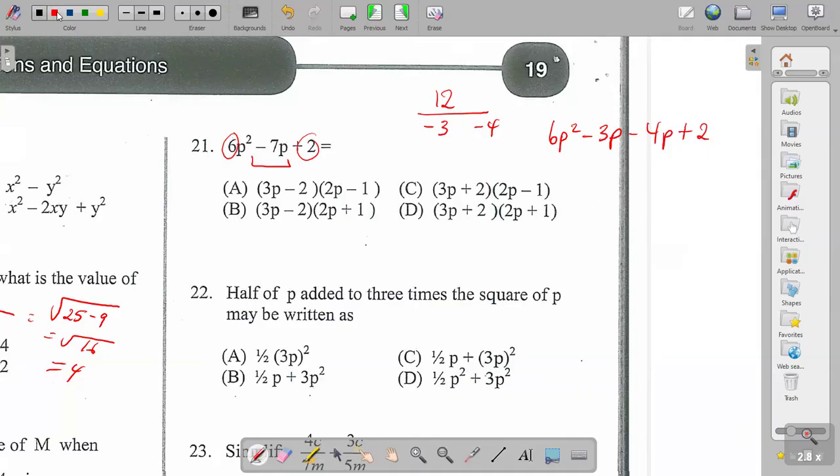Then we group the first 2 and we group the second 2. Notice what's going on with the signs. Signs are different, so we got to pay attention to that. What do these 2 have in common? They have 3p in common. If I divide this by 3p, 3 into 6 goes 2 times, and a p is gone, so that's 2p minus 1, because you divide by 3p, you get 1. So here we have 2p minus 1.